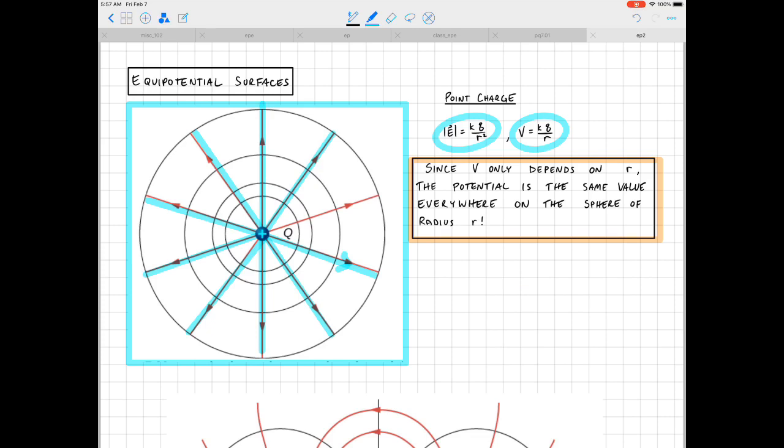Well, since the potential only depends on r, the potential is going to be the same value all the way around a sphere, or in this case the projection, the circle, that has the radius r. And so that means these circles, the potential is the exact same value, whatever that value is, right? That would depend on what r is and what q is. But whatever that value is, it's the same everywhere on that circle or that sphere.